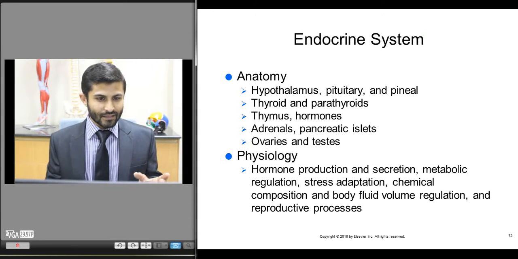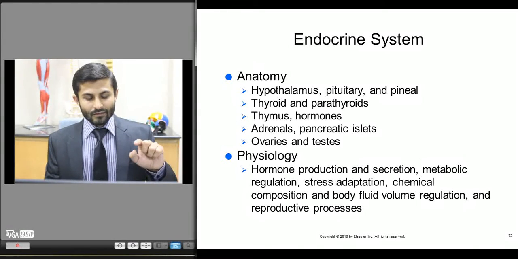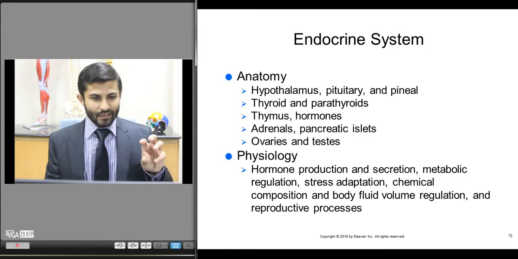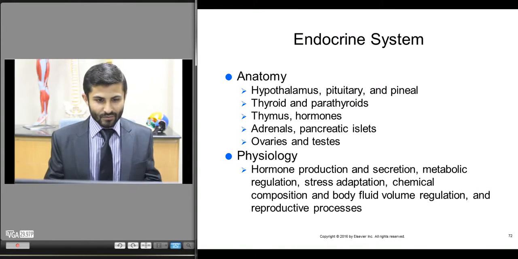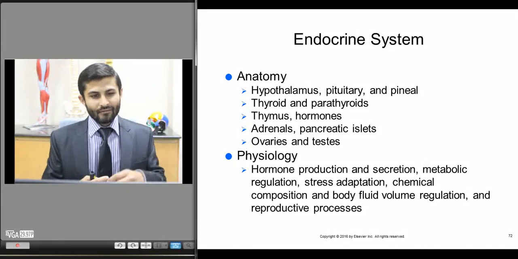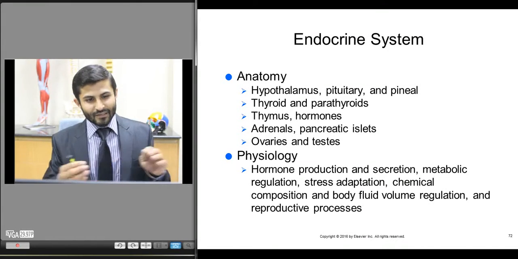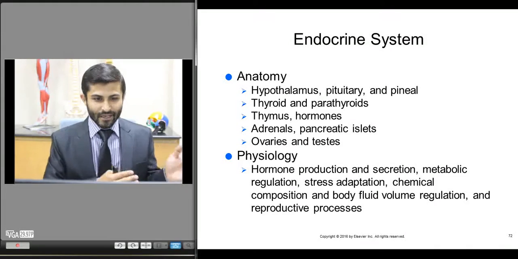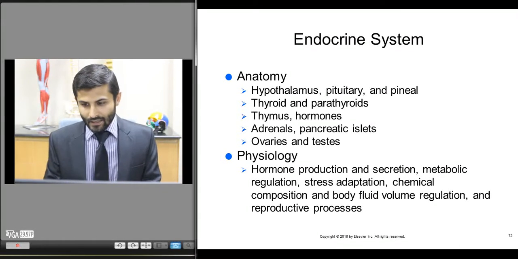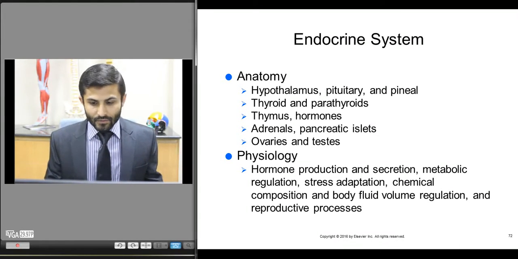Now the interesting thing is that these hormones are somewhat long acting. A few of them are short acting, like adrenaline, which creates immediate responses when released. But most of them, when released, take a lot of time to work.